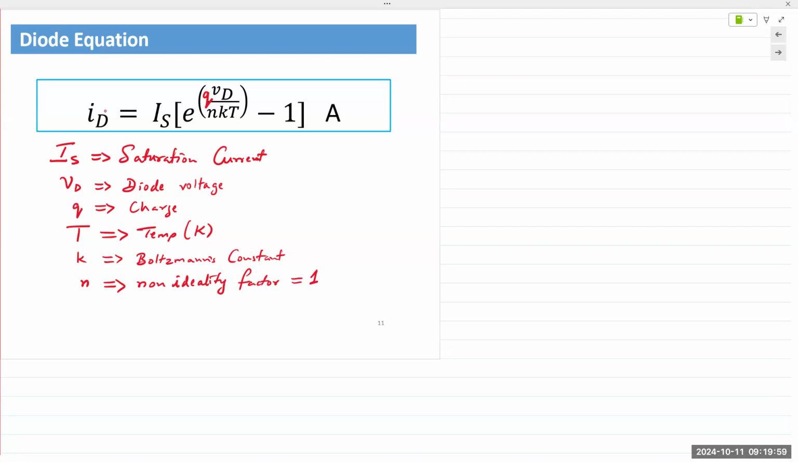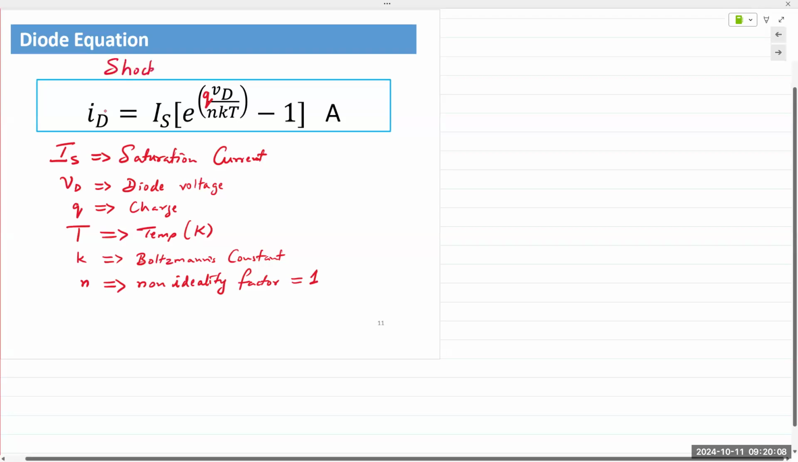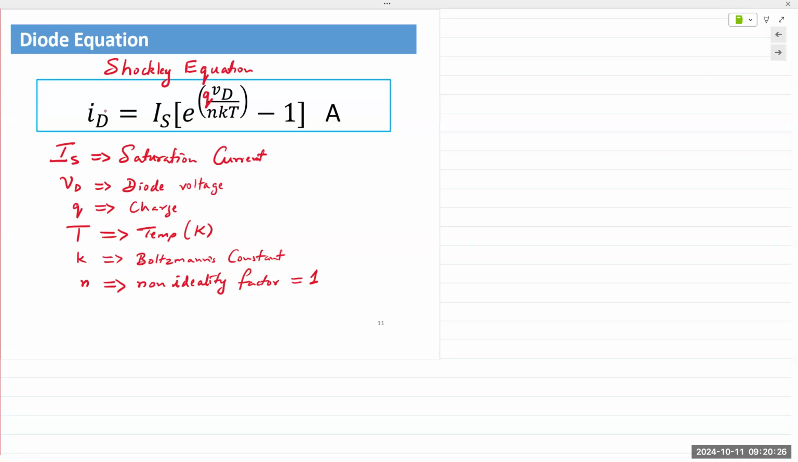So this is one model, one equation that describes the diode current and the diode voltage. It's also referred to as the Shockley equation. For some reason, Jaeger, the author of our book, Professor Jaeger, does not refer to Shockley. He simply names it the diode equation. But if you read a different book and you come across the term Shockley equation, they're talking about the exact same thing. Okay.